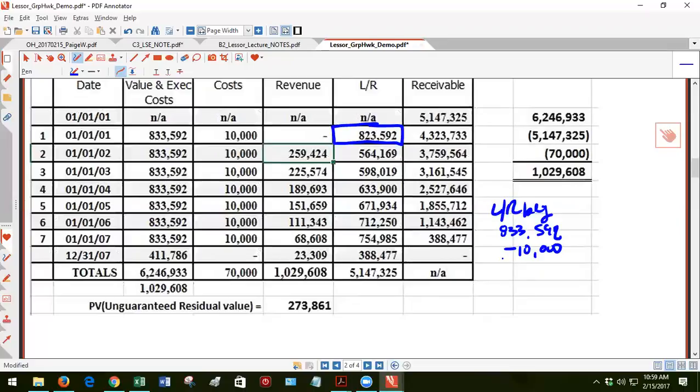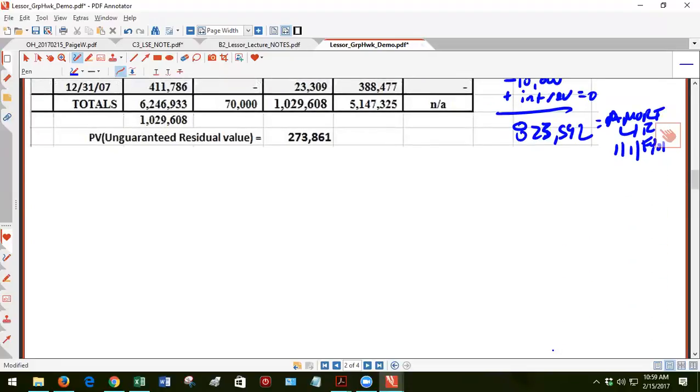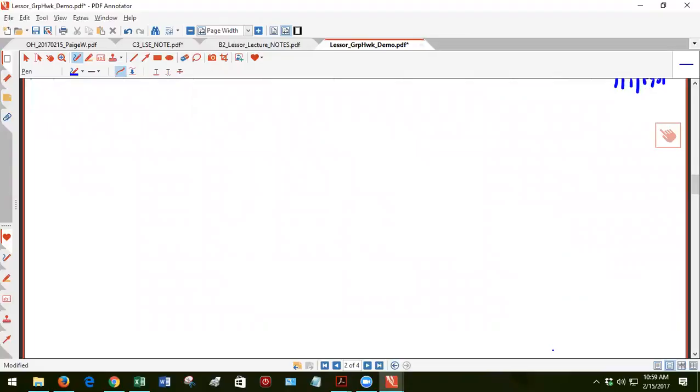And if you had interest revenue, you'd have to add that. In this first case, it was 0. So that's where you get the 823,592, which is the amortization of the lease receivable on 1/1 FY01. So that's how you deal with the executory cost in the schedule. But what I really want to do is go over the journal entries.